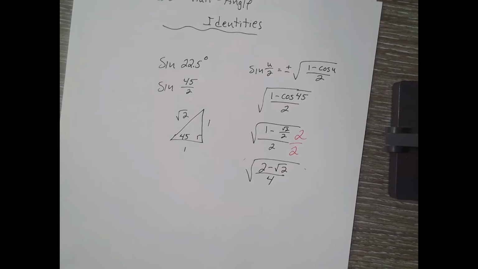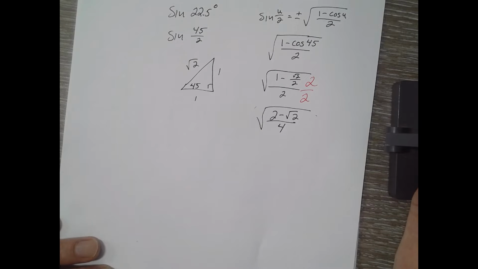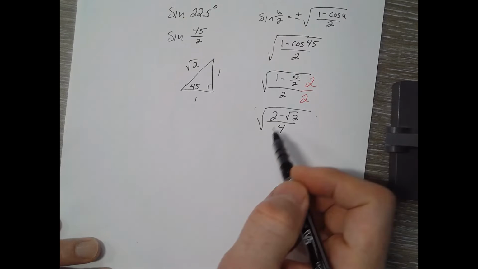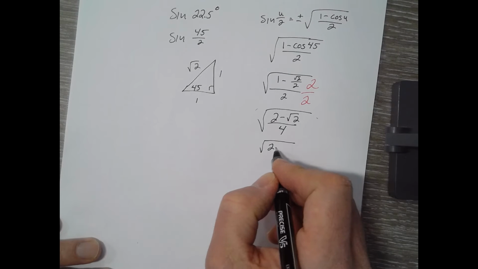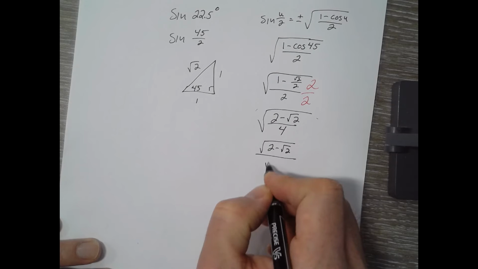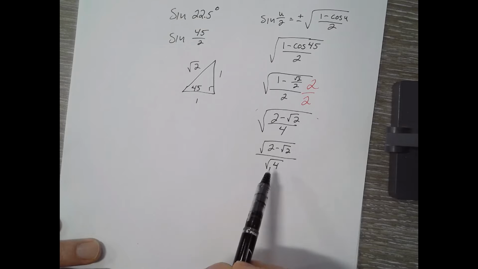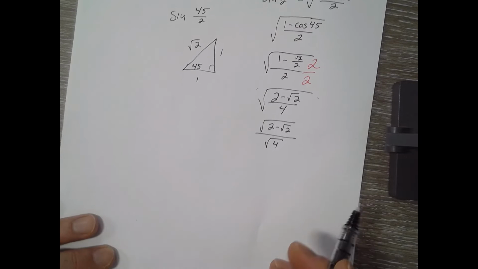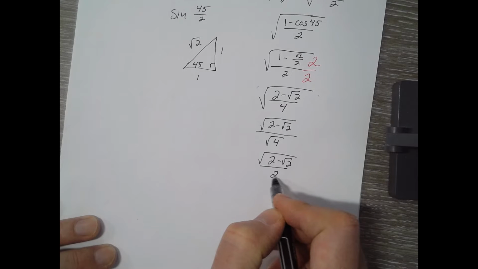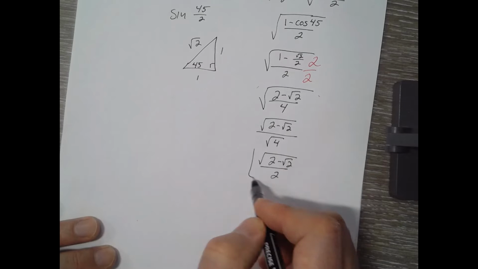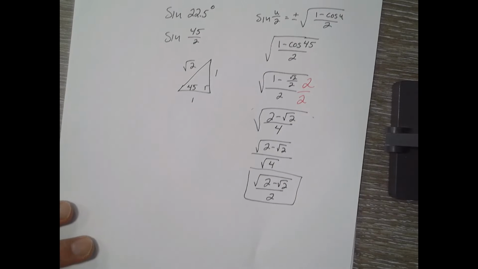Alright, so then you would maybe check the back of the book and it's not the answer. We still got a little meat left on the bone. I recognize that 4 on the bottom. One of the properties of square root of a fraction is that you could take the square root of the top over the square root of the bottom. And the square root of 4 is 2. And that would be the exact answer for the sine of 22.5.